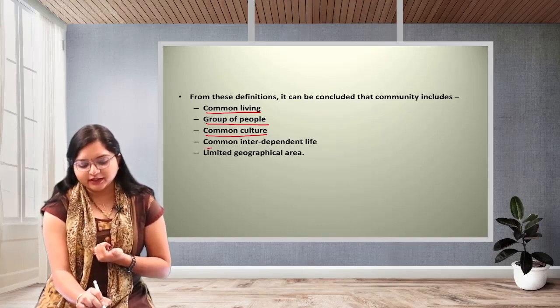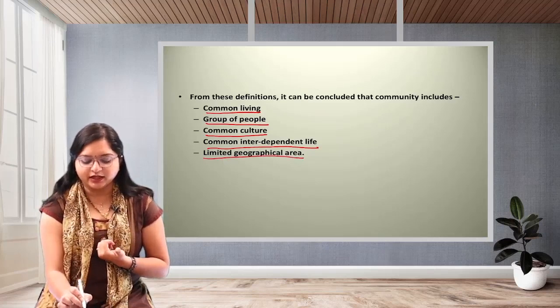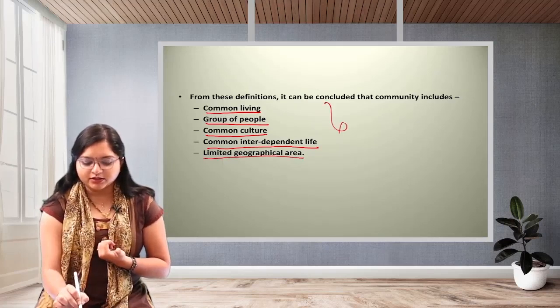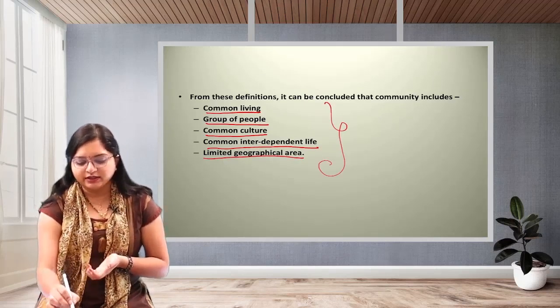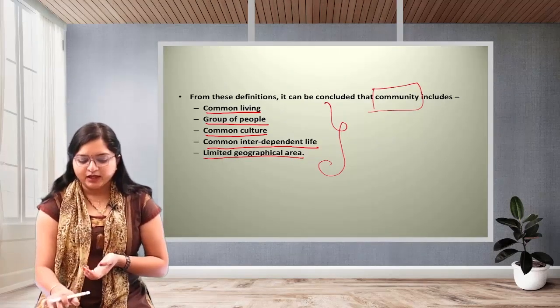Then common interdependent life will be there, and the limited geographical area. So these all consist in the community. So this is what community is.